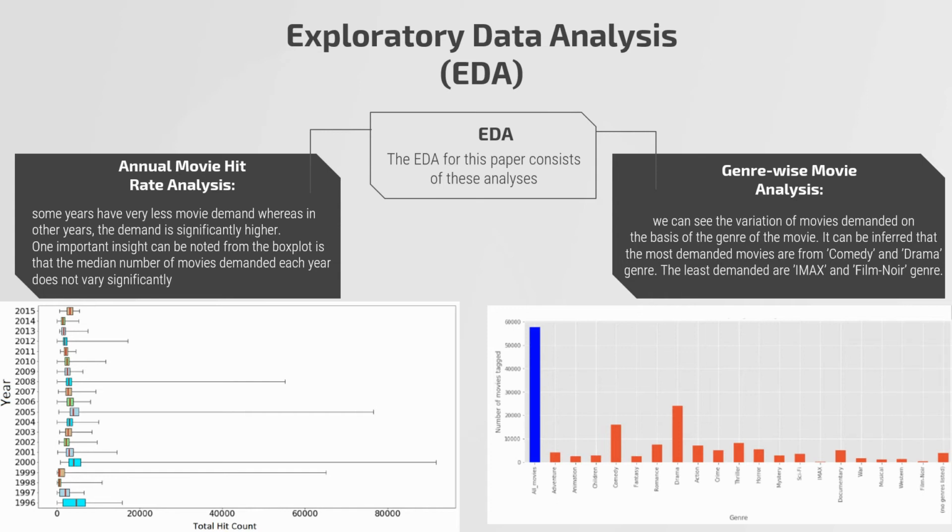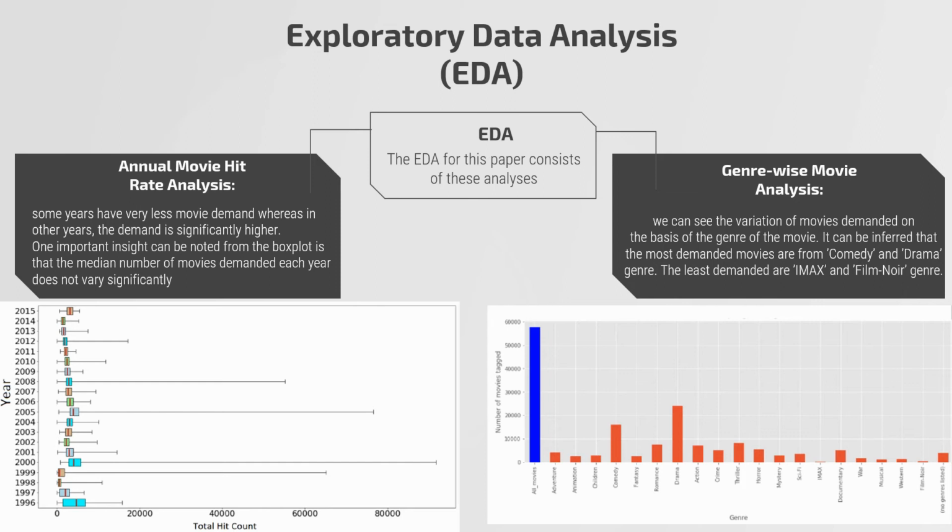So basically for this analysis we have used a box plot, as you can see in the leftmost figure. Here we can see that the median number of movies that are demanded each year does not vary very significantly. Some years very less movie demand is seen, and in some years the demand is significantly higher. So there is quite a variation in the years and with the demand in the movies.